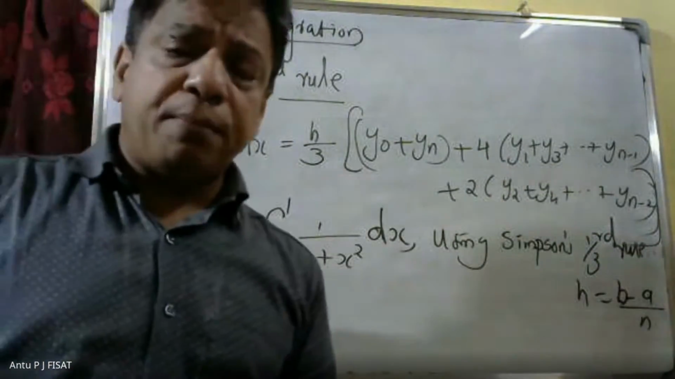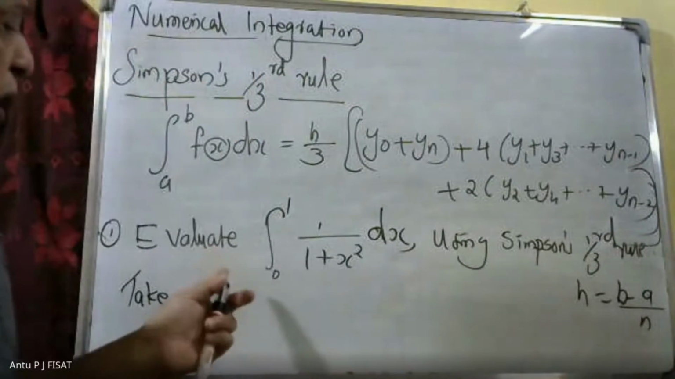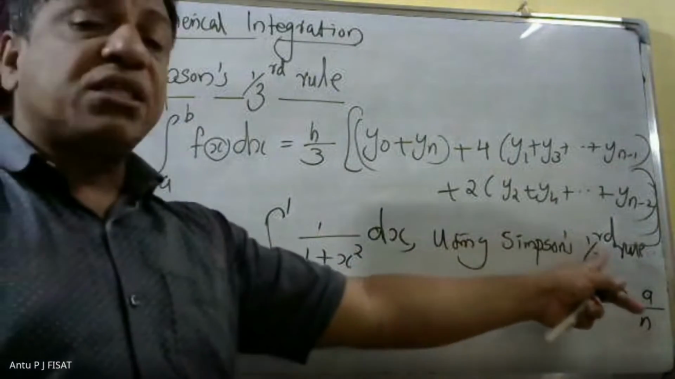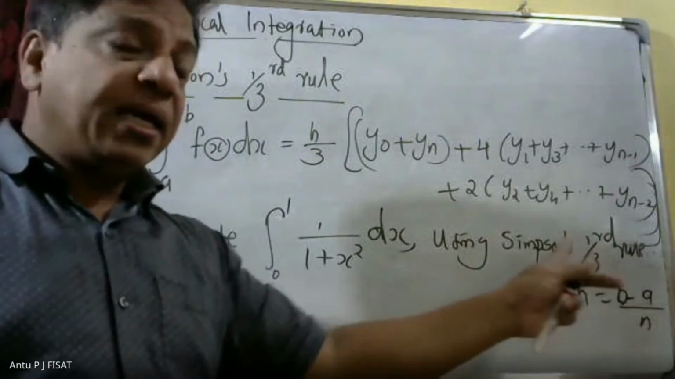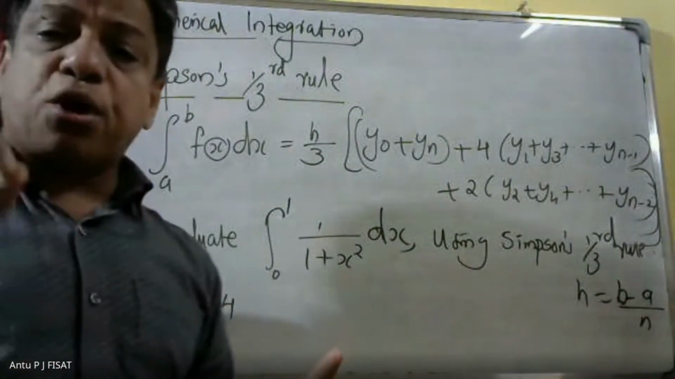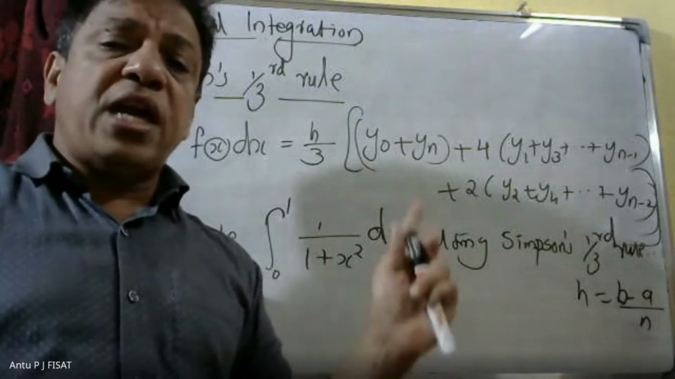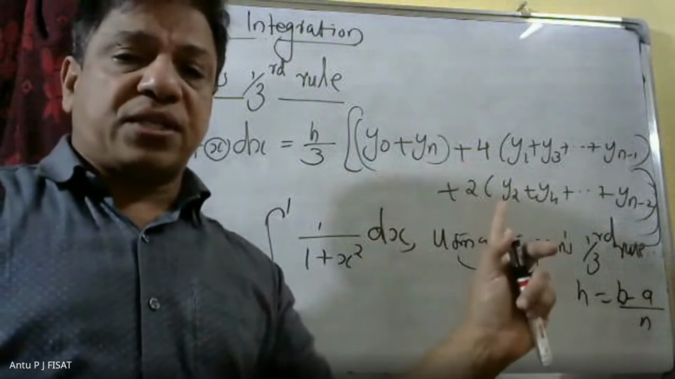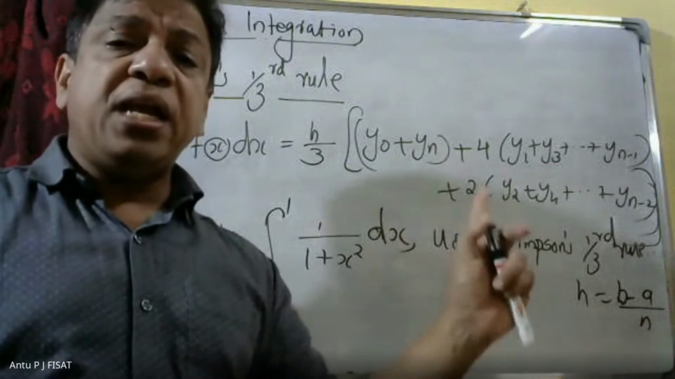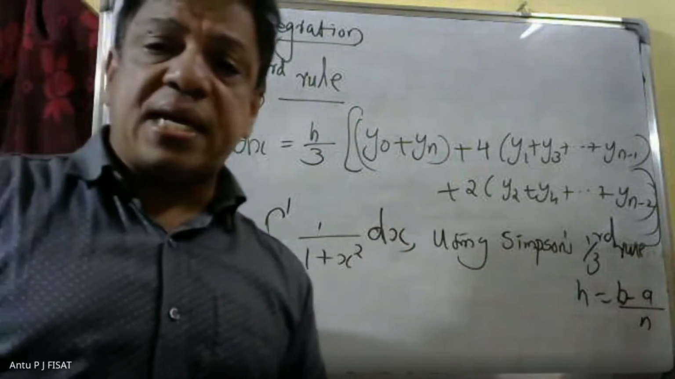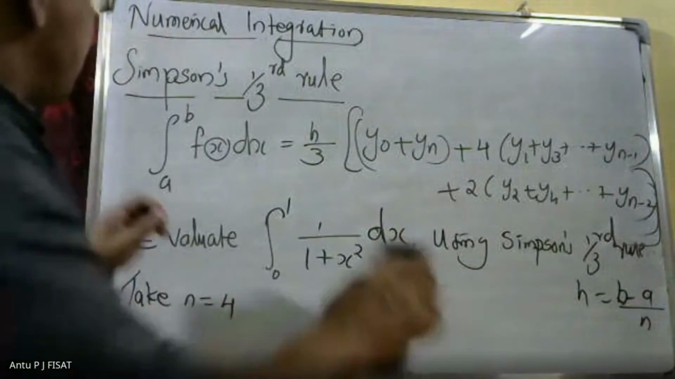We can do one problem based on this method. Evaluate integral 0 to 1 of 1 by 1 plus x square dx using Simpson one-third rule. Take n is equal to 4, where the number of intervals is taken as 4. In the case of Simpson one-third rule, we apply only for even intervals. The number of intervals should be even. Here we take n is equal to 4. So first we make the table.